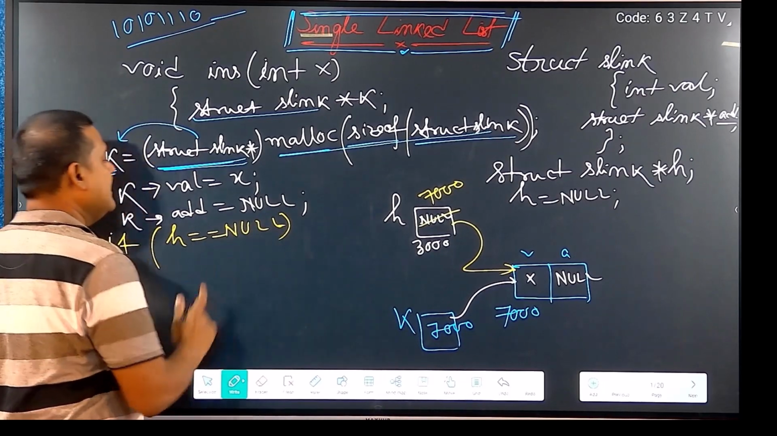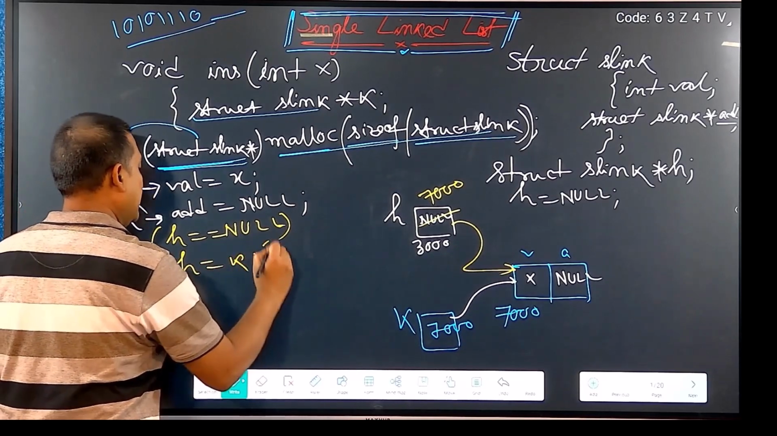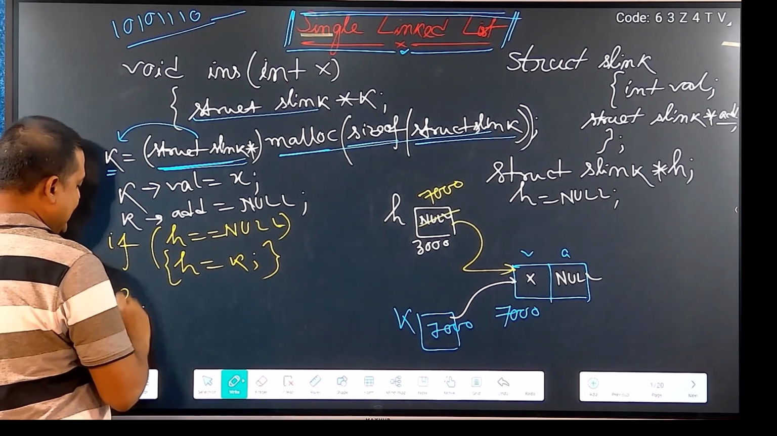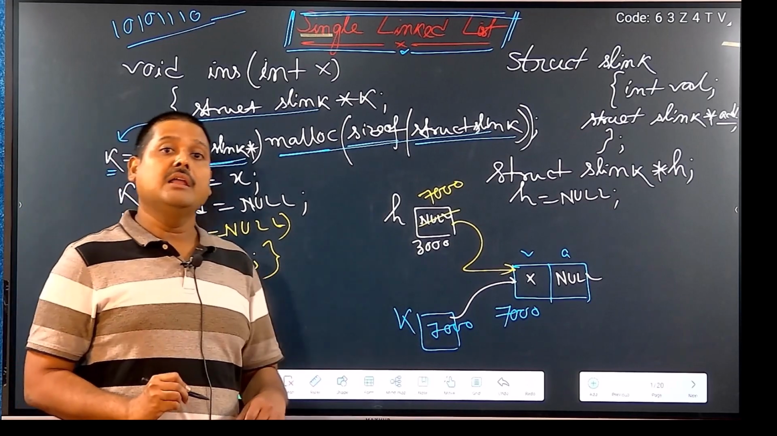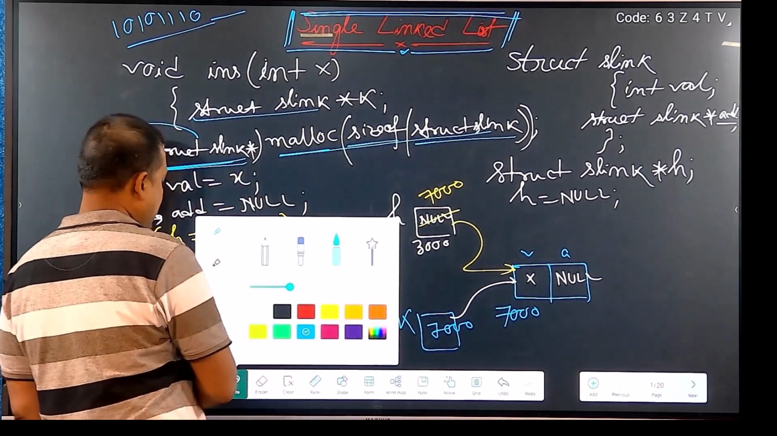So, we will directly assign the k inside head. Okay. In the else case, what will we do? We will copy the head, we will not move. In the else case, what is the scenario? Say for example, the scenario is like this.